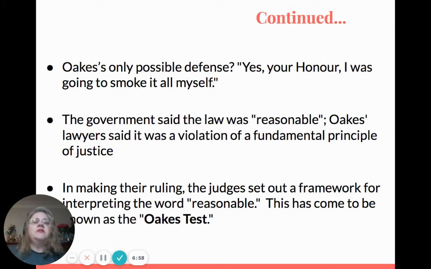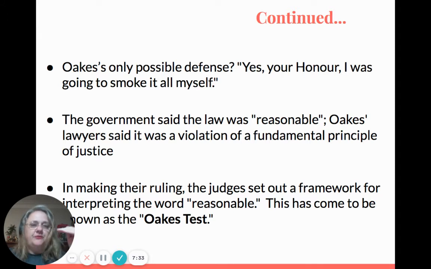The government said, well, no, this is a reasonable limit. And Oakes' lawyers were like, no, it's a violation of the fundamental principle of justice that you are presumed innocent. And so this was the battle at the court. And the Supreme Court was asked, is this kind of limit on the rights of an individual a reasonable limit? Can it be justified in a free and democratic society? And to make a long story short, the judges said, in Oakes' case, no. But there may be other cases where such a limit would be reasonable.